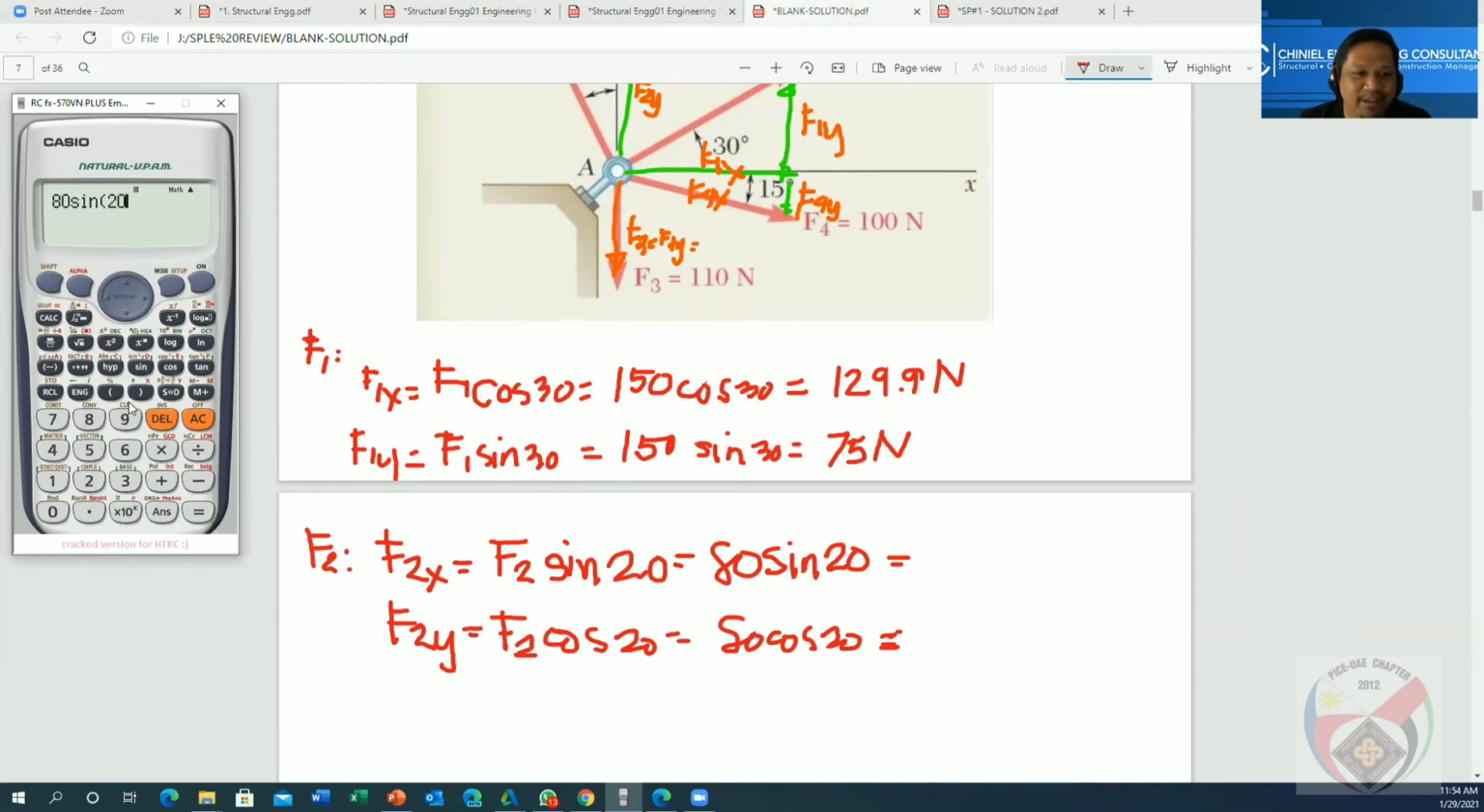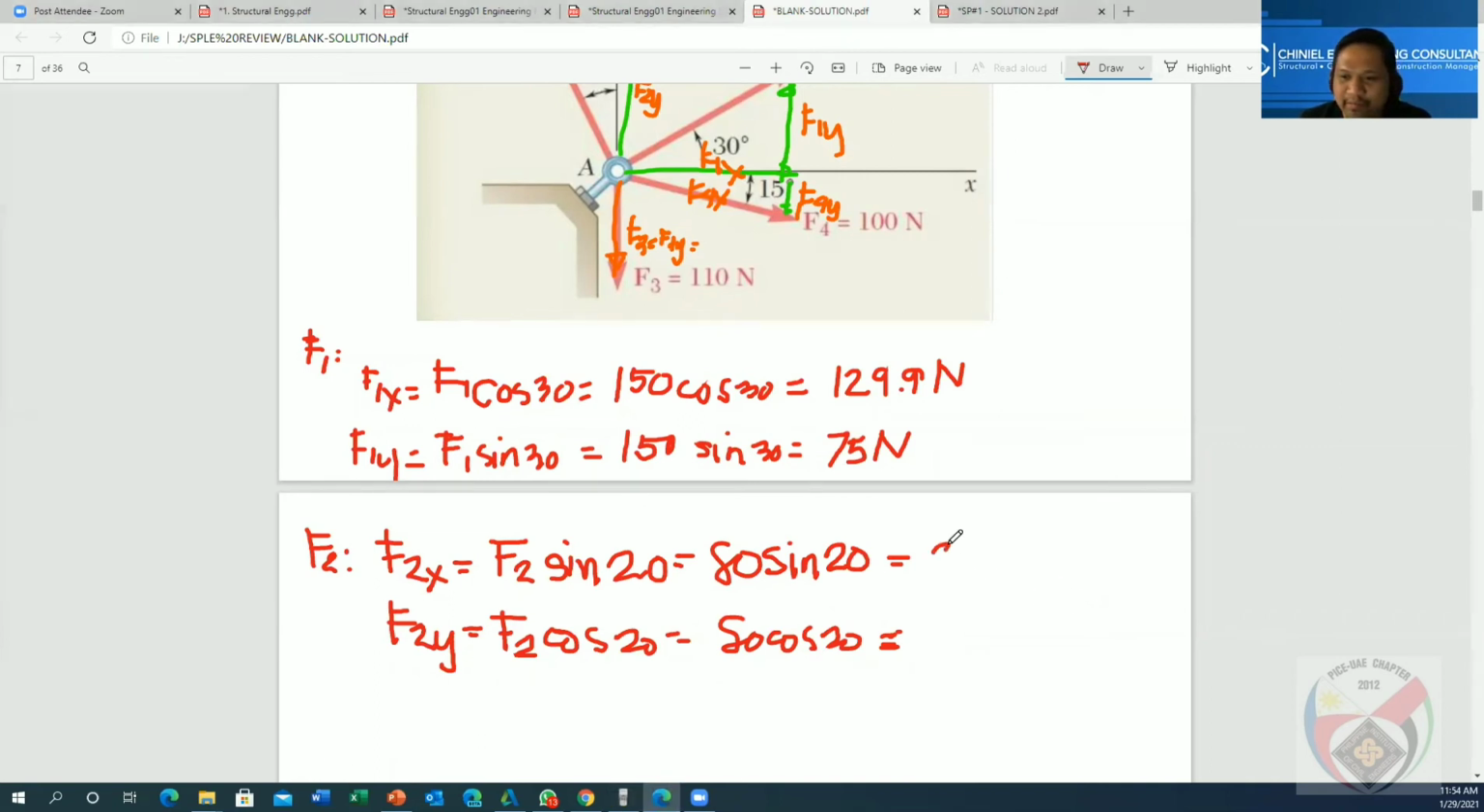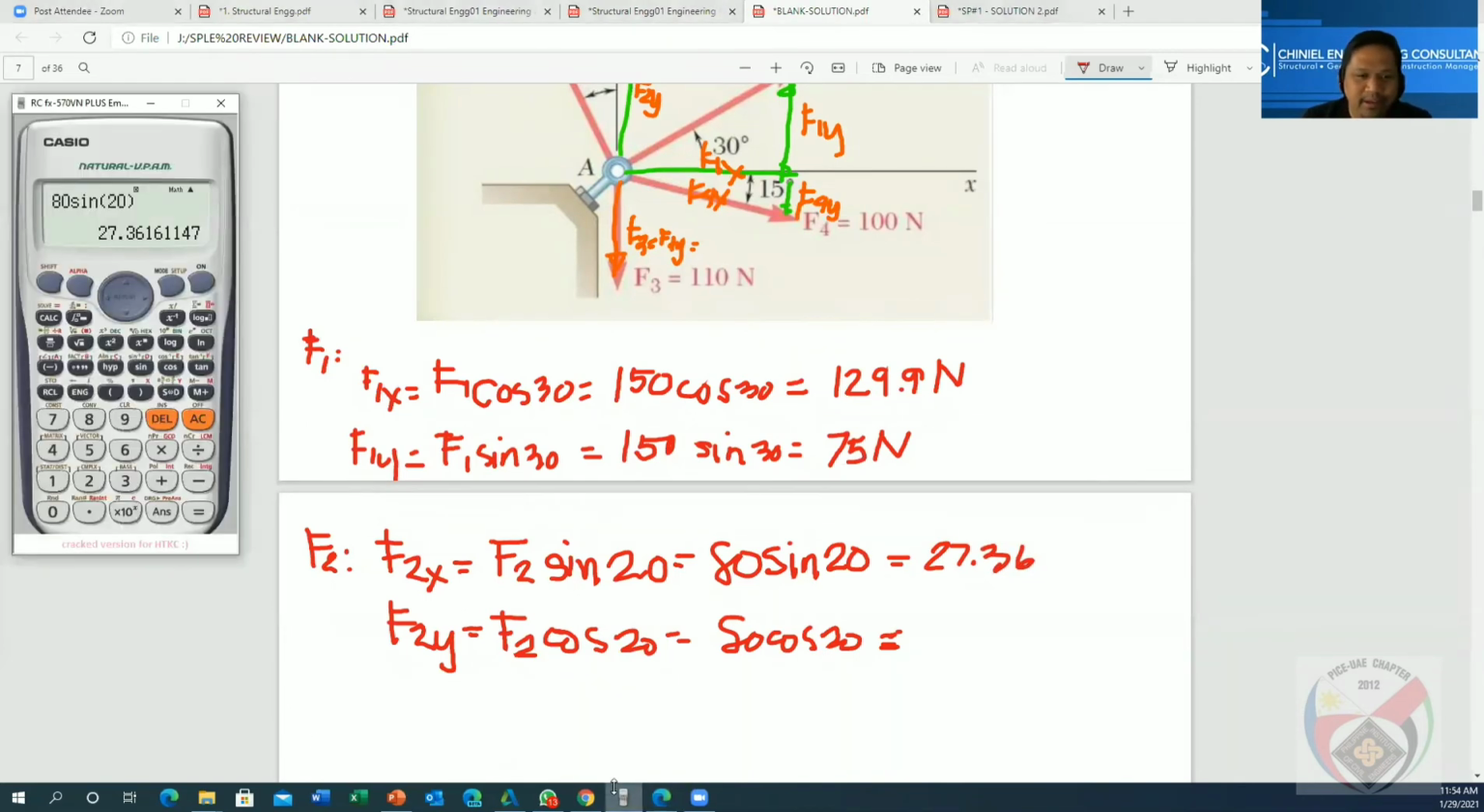Okay. So, anong value nitong F2x? F2x is 80 sine 20. So, 27.36. Then F2y is 80 sine of 20. So, bakit same lang? Cosine pala ito. So, 80 cosine of 20.